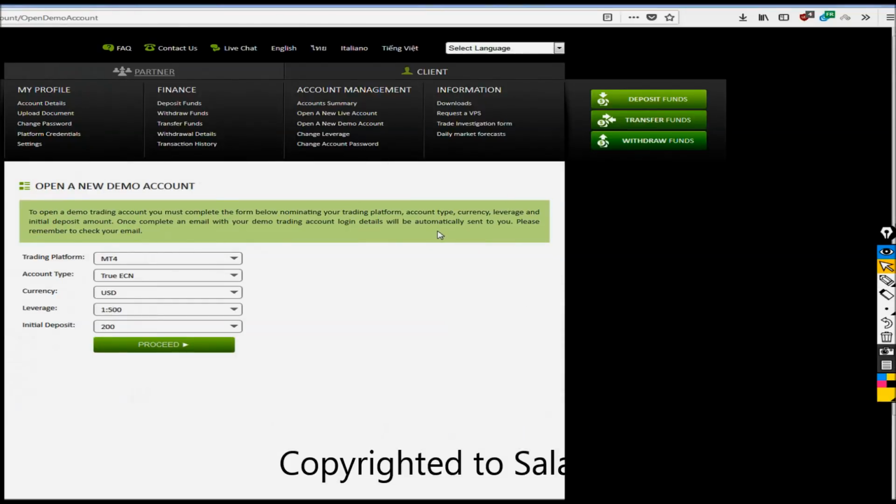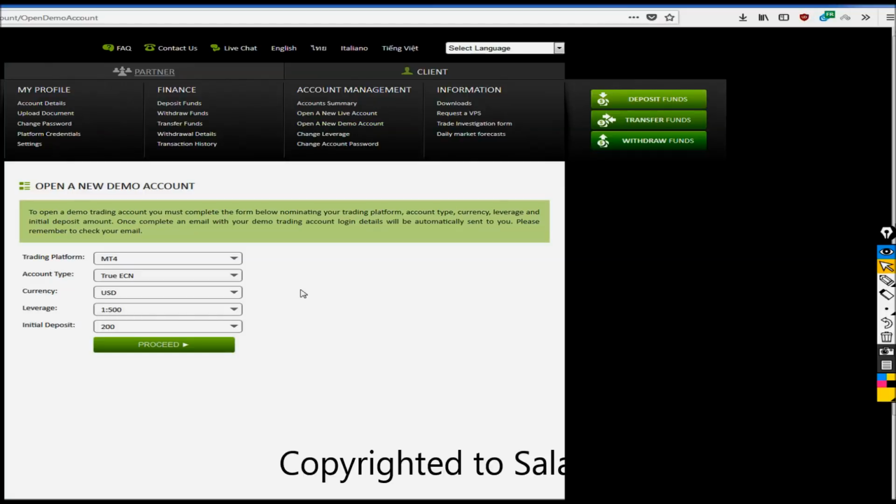So as you can see, this is my page on IC Markets. I just hid the side showing the balances because there are a few things that I don't want to show to the public. But if you go here, you can see account management. This is what I love about IC Markets. You can very easily open a new live account or open a new demo account.